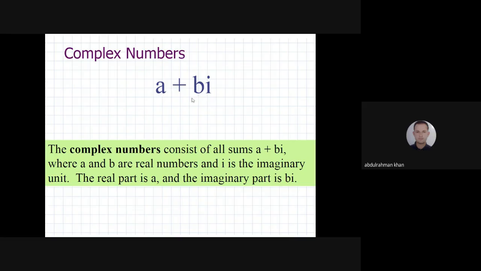For example, 2 plus 3i, 4 plus 5i, 6 plus 7i, these types of numbers are complex numbers. Here a and b are real numbers and i is the imaginary unit. The first of them is the real part and the second is the imaginary part.